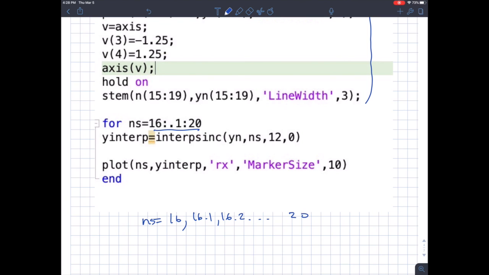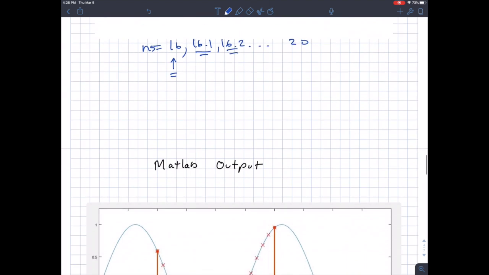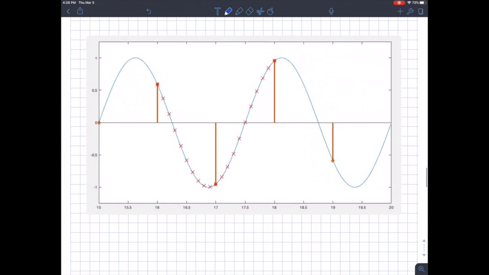And so you see we're getting the actual sample values, which are the integer values, 16, 17, 18, 19, and 20. But we're also getting these fractional components of a sample, and they're going to show up as y-interp. Then we're going to plot each one of those onto the plot that we've already generated. So we'll be able to see how well this interpolator does in finding out the real value of the signal. Here's the output.